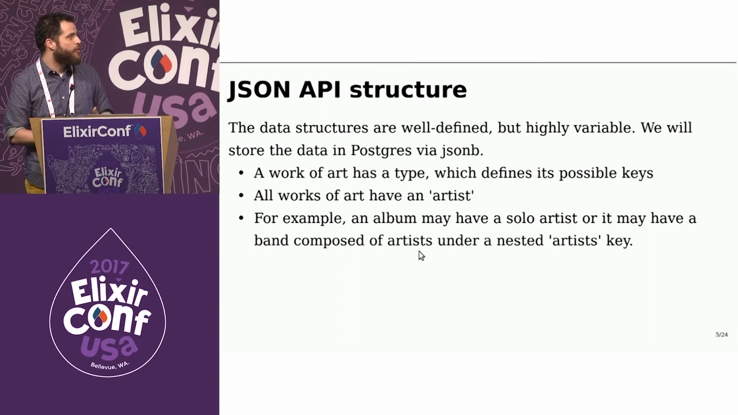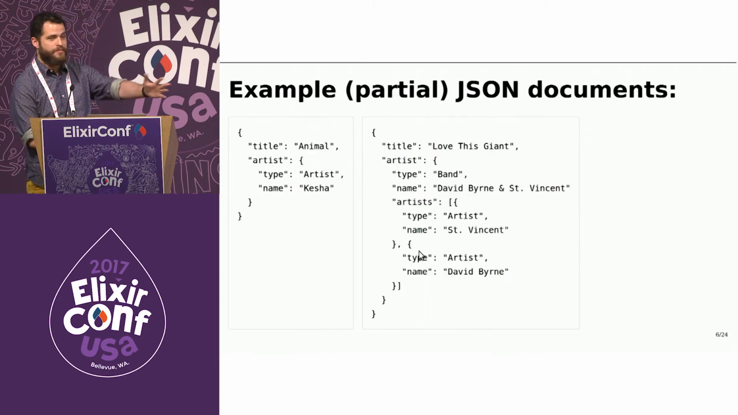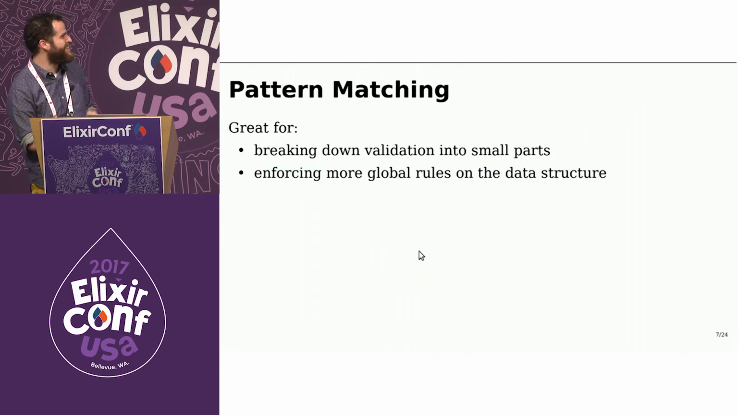For example, an album may have a solo artist, or it may have a band composed of artists under a nested artist key. So, examples of partial JSON documents to amazing works of art: Animal by Kesha and Love This Giant by David Byrne and St. Vincent. And that's also a really bad example of a band, because their names have "and" in the middle of it, but I did this today.